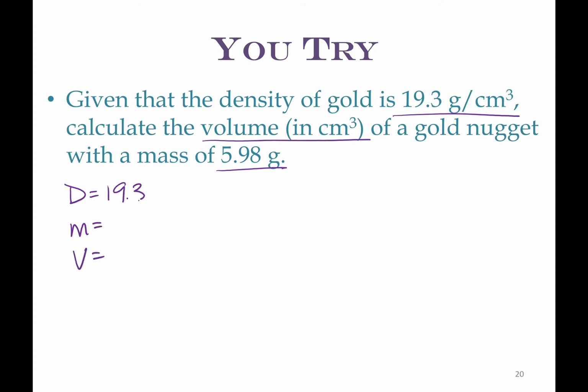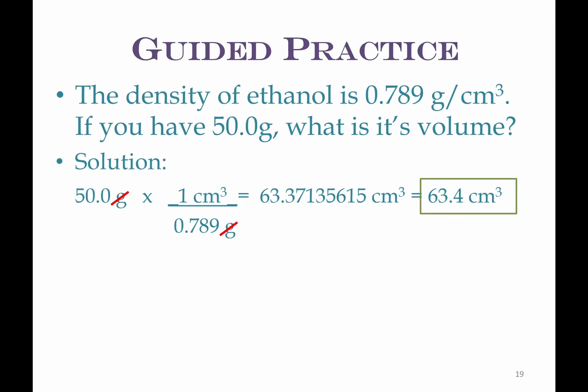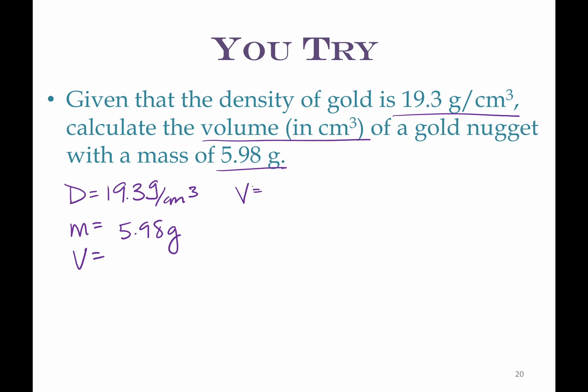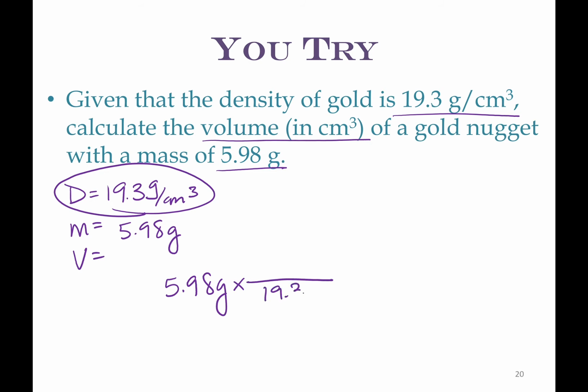Density is 19.3 grams per centimeter cubed. Mass is 5.98 grams. So what do we need to do here? We need to say, well, what are we solving for? Volume again. Well, hopefully you remember from the last slide that volume is equal to, well, what if we don't? Well, we can actually use this density as a conversion factor, and we can convert by starting with the mass, 5.98 grams, and there are 19.3 grams for every 1 centimeter cubed of this substance that we have, this gold nugget.